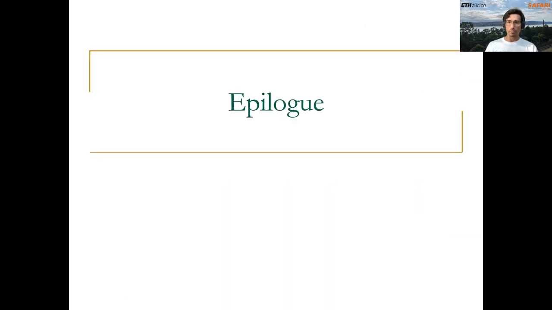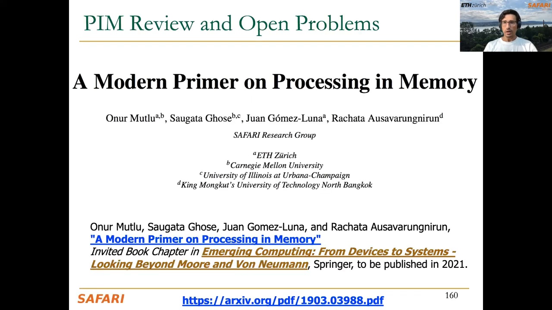So these are many different directions that we keep working on, and definitely we need to keep working on to enable the adoption of processing in memory in real systems. As I said in the beginning, challenges and all these open research questions about how to enable processing in memory can be found in our book chapter, A Modern Primer on Processing in Memory.